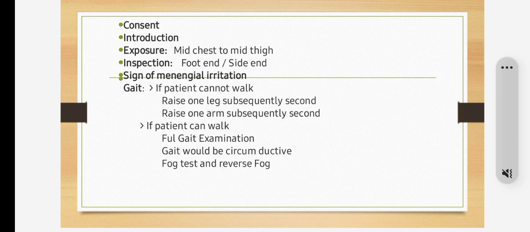Gait would be circumductive. If no ataxia is observed during gait examination, don't do cerebellar signs. Then do the fog and reverse fog test. First walk on the medial edges of the foot, then on the lateral edges of the foot. A patient with stroke cannot do this.